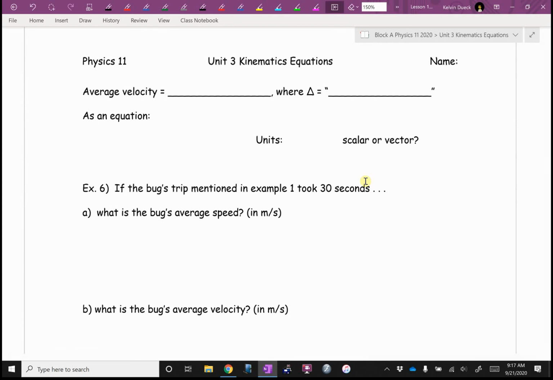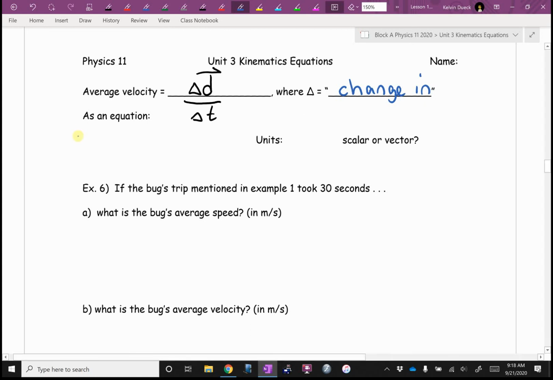Average velocity is the change in displacement over the change in time. Where Kiana, what does this triangle mean? Change in, and what's change in anything? Loud and proud? I heard someone say it back there. Final minus initial. It's weird that phrase is tricky to say, but it is.